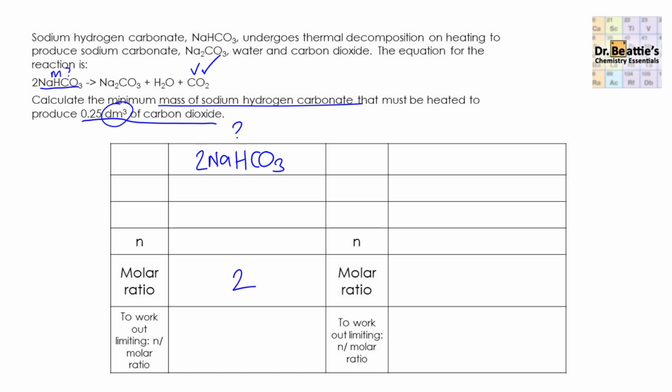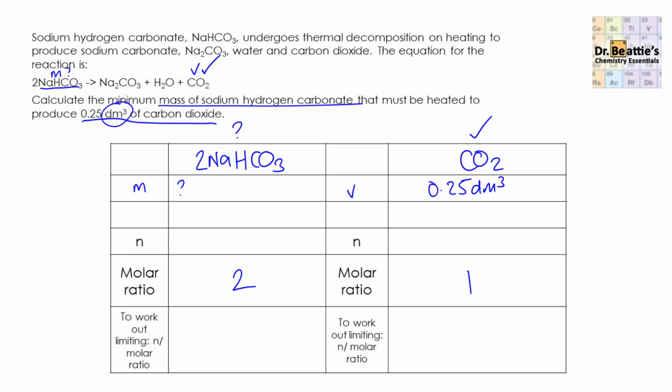And then also we're told the volume of carbon dioxide, so we're going to fill this into this right-hand column. Again, because the coefficient is 1, we put molar ratio as 1. So you can do this all in one swoop if you feel confident. Obviously, the mass here is what we're trying to work out, so we're just going to put a question mark there. And we're given the volume of the carbon dioxide as 0.25 decimeter cubed. So it's already in the units that we want.